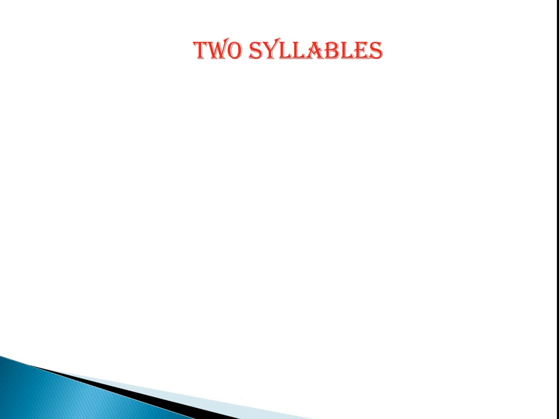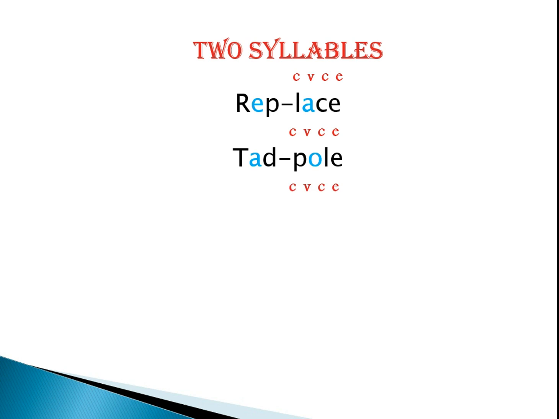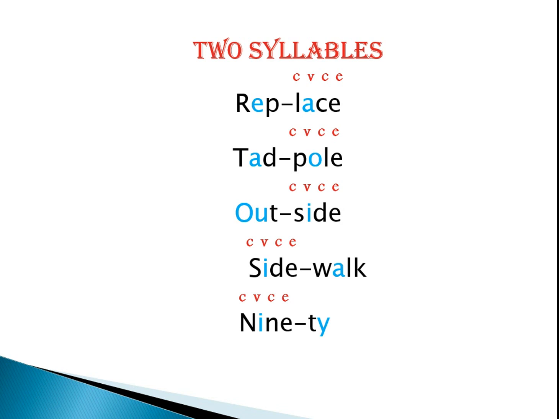More examples for two syllable words. For example, we have replace, two syllables. Tadpole, we have also two syllables, and the second syllable is a CVCe syllable. Also, we have outside and sidewalk. For sidewalk, the first syllable is a CVCe syllable. The same for ninety, the first syllable is a CVCe syllable.